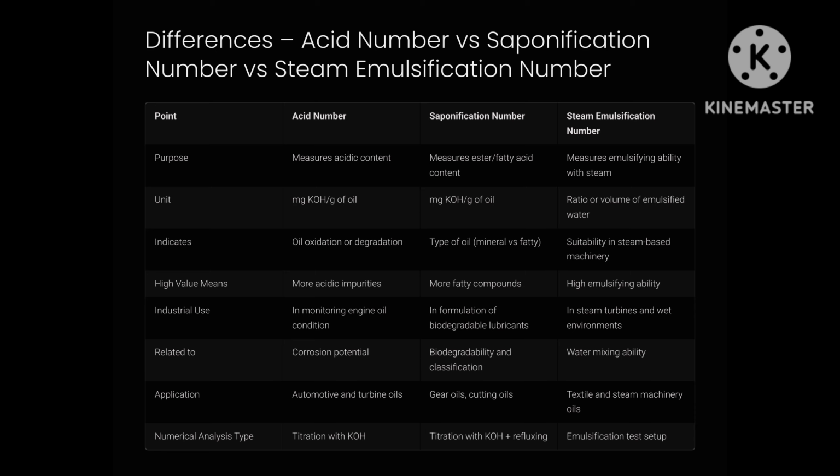5. Use in industry. Acid number → for engine or turbine maintenance. Saponification number → for choosing biodegradable or blended oils. Emulsification number → for textile and wet industry lubrication. So, each of these values tells us something unique and helps in selecting the right lubricant for specific conditions.